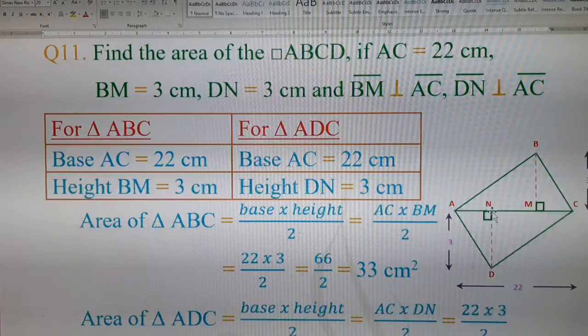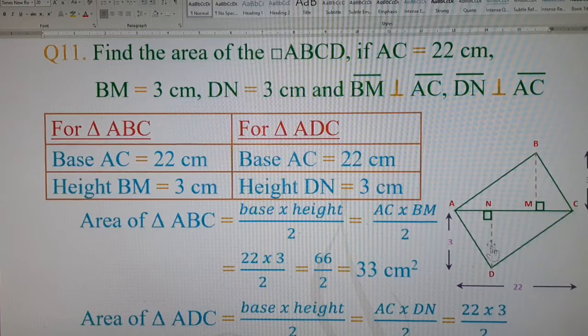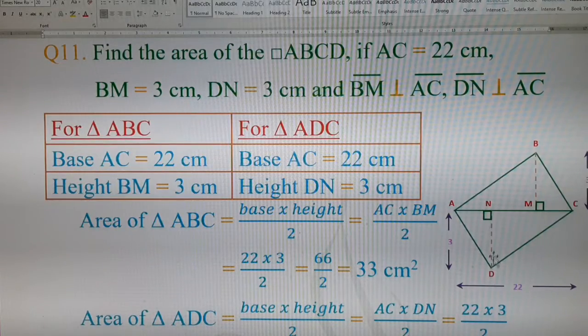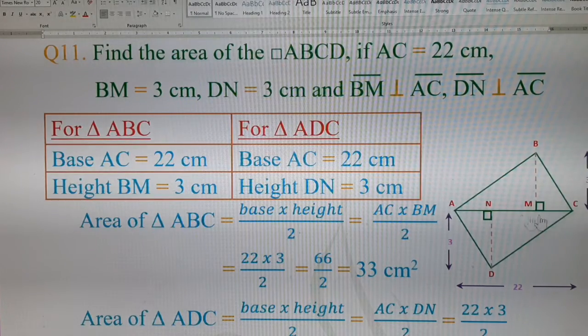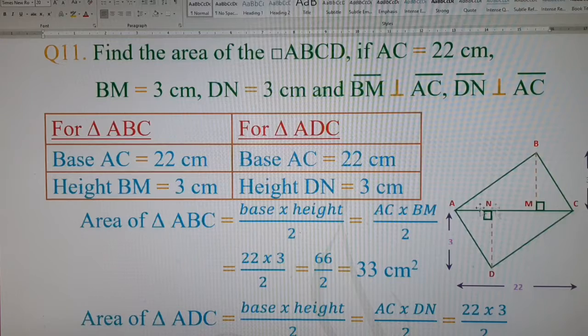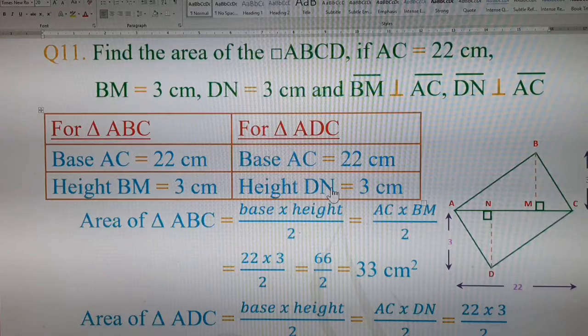So here the line segment joining the topmost part of the triangle and a point lying on the base is called the height of the triangle. So DN is called the height of the triangle. Here height DN is 3 centimeters. That line segment will be known as the height or the altitude of this triangle ADC, and that is 3 centimeters. And the base will be AC, because this whole triangle is supported on this base. So base is AC, that is 22 centimeters, and height is DN, that is 3 centimeters.